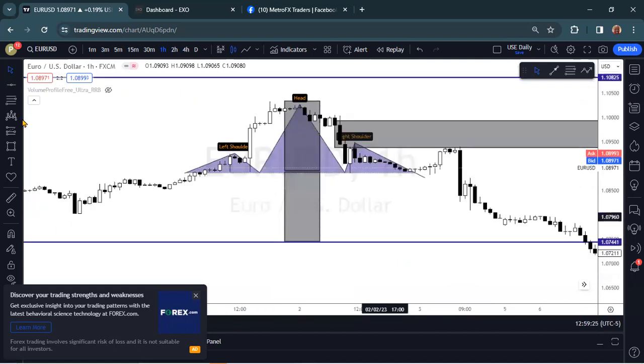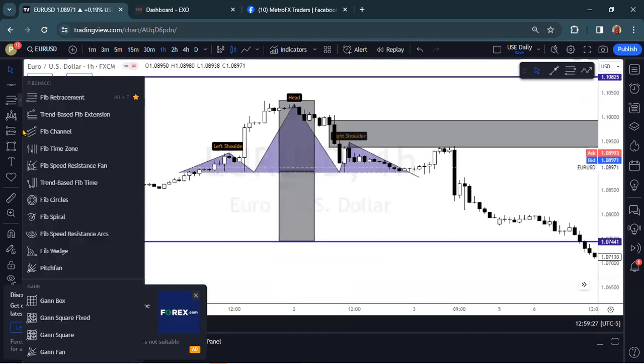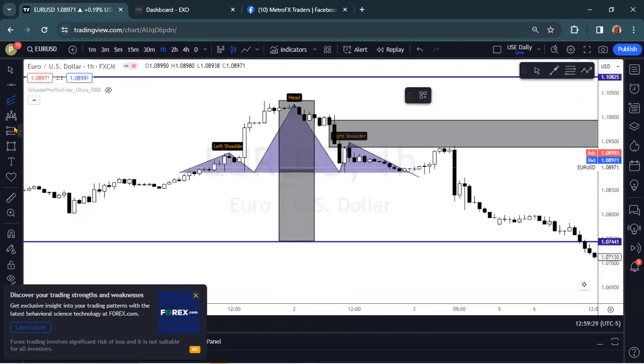All right. You can also use a ratio tool for a short position. Let's say you entered over here.